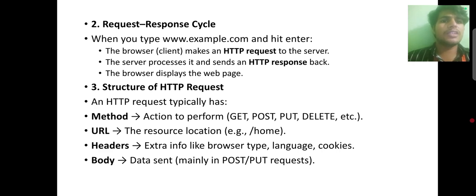Third, structure of the HTTP request. An HTTP request typically has a method, a URL, a header and a body. Method, the action to perform. URL, the resource location, for example /home. Header, extra information like browser type, language and cookies. Body, data sent mainly in POST and PUT requests.